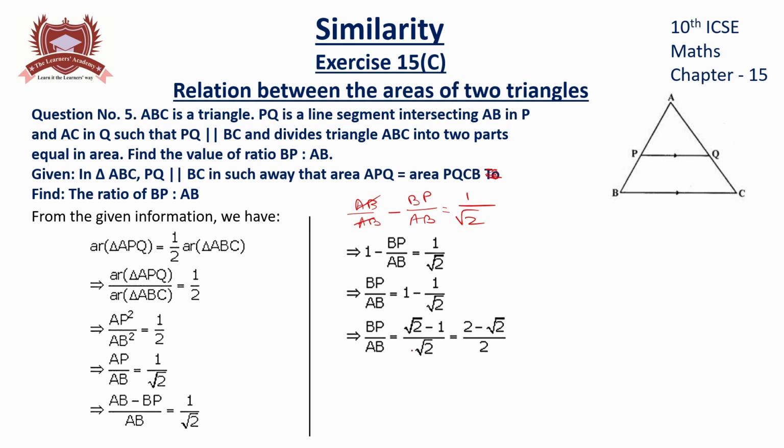Now since there is an irrational number in the denominator, we'll have to rationalize it, so we'll multiply both sides by root 2, giving us the final answer as 2 minus root 2 upon 2. Let's quickly go ahead with the next part.